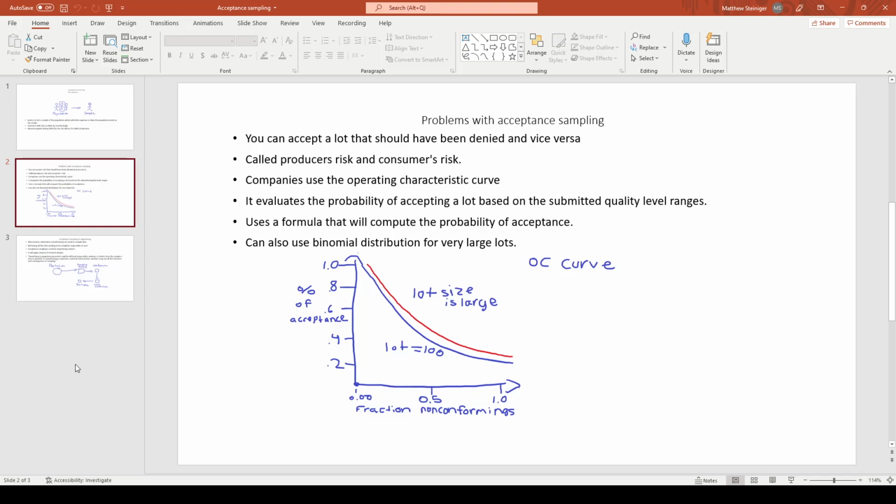As you can see at the bottom, there is a graph, and that is called the operating characteristic curve, which basically gives you an idea of how much is accepted and what can make it not be accepted. They can also use binomial distribution for very large lots.